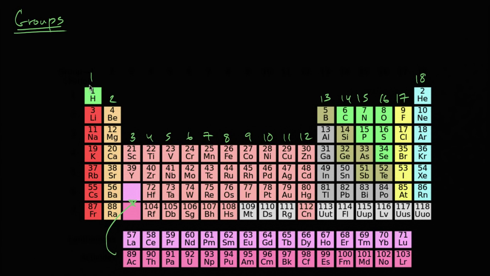But what's interesting, why do we go through the trouble of calling one of these columns a group? Well, this is what's interesting about the periodic table: all of the elements in a column, for the most part, and there's tons of exceptions, have very, very similar properties. And that's because the elements in a column, or the elements in a group, tend to have the same number of electrons in their outermost shell. They tend to have the same number of valence electrons.